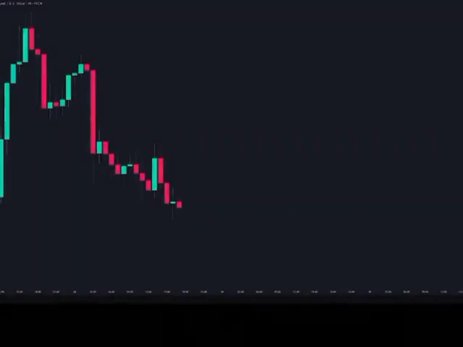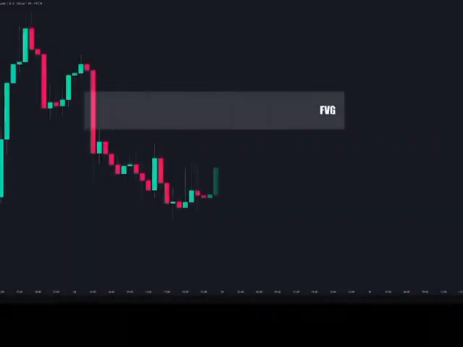Here on the pound-dollar 1-hour chart, the price returns to mitigate the bearish FVG created during the Asian session and then continues pushing downward. This rejection shows that the FVG acts as a supply area where the selling orders are located.